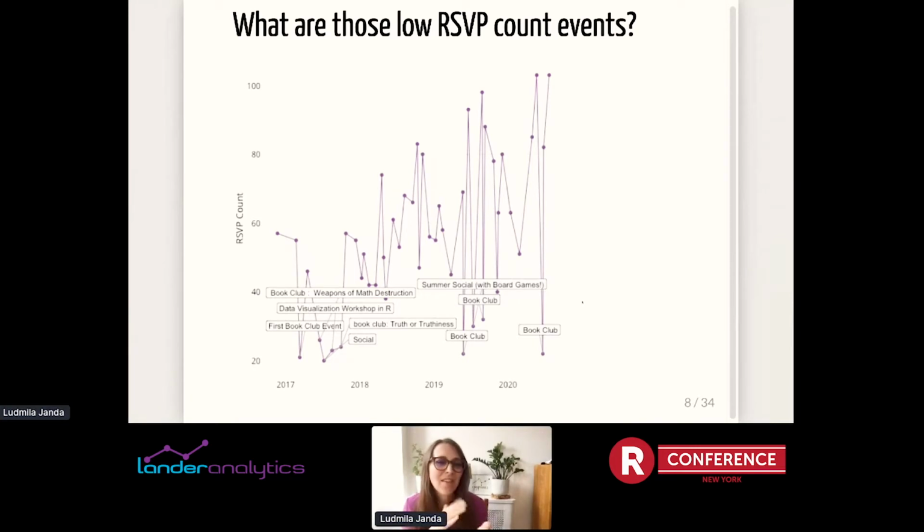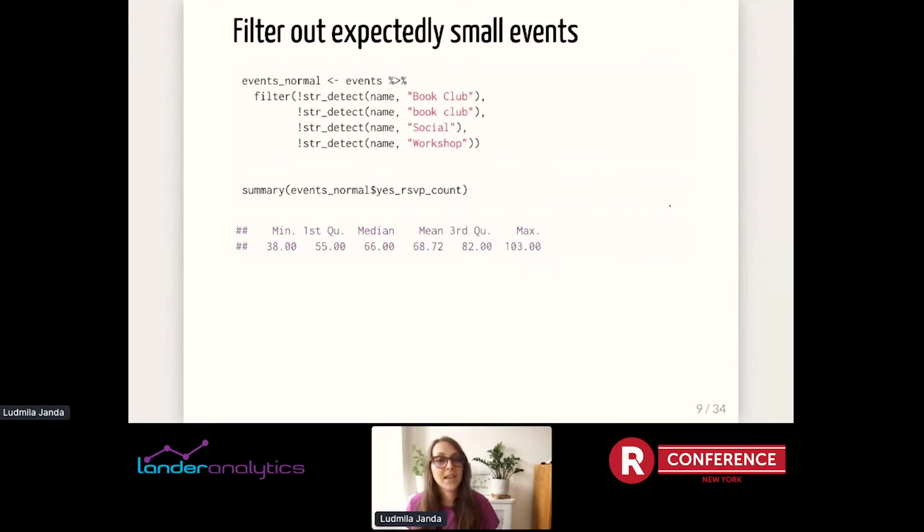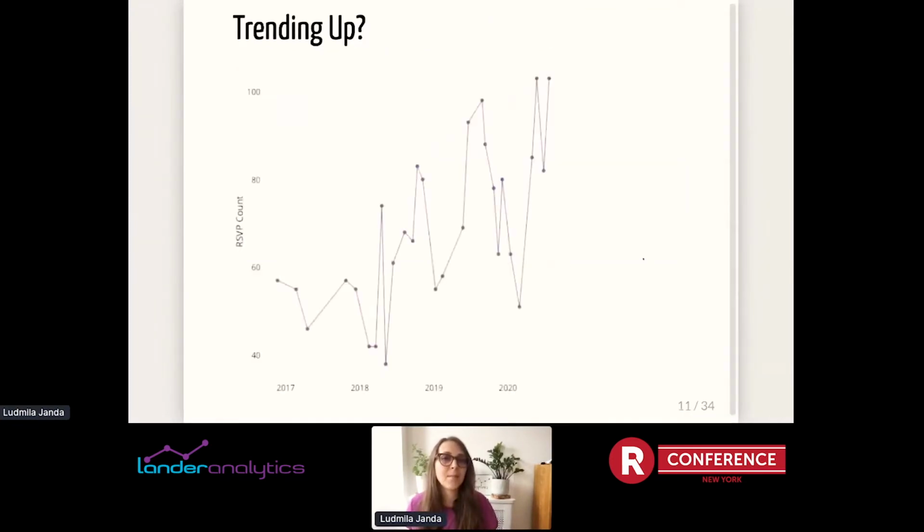So I also saw that there's a social and a workshop, and those events we tend to keep small in general. So I decided to go ahead and filter those out. And just saw that once I did that, our median RSVP count went up by about 10 people. And it looks like we're kind of trending up.